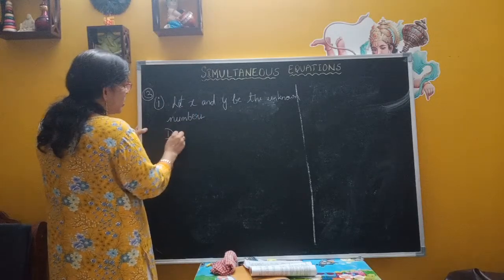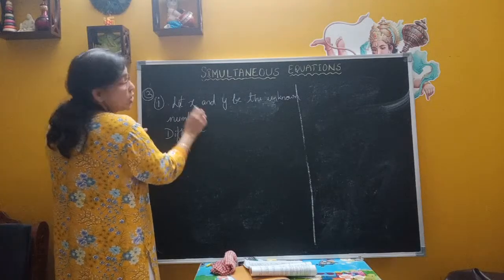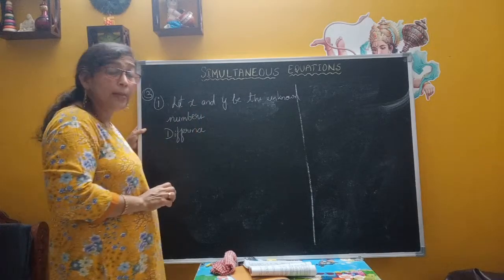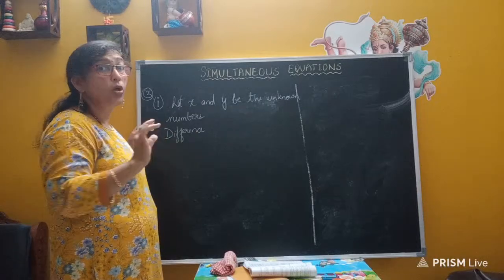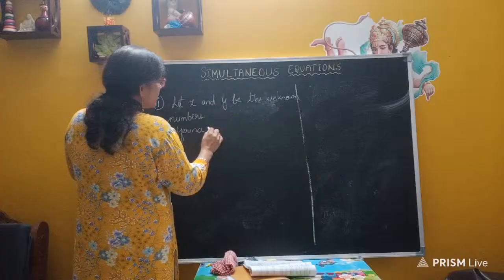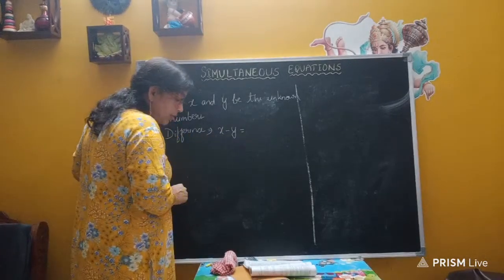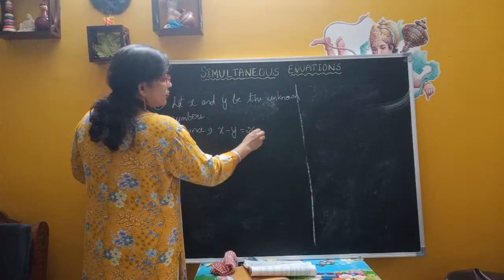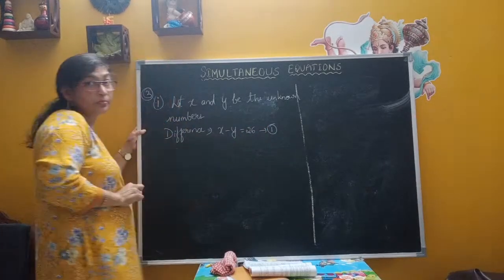Difference means subtraction. Sum means addition. Product means multiplication. Quotient means division. So you should know these terms. Okay, so the difference, that is x minus y, is equal to how much? It is given as 26. Let us consider this as equation 1.